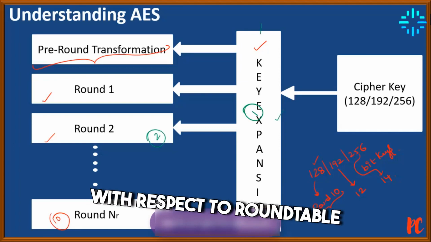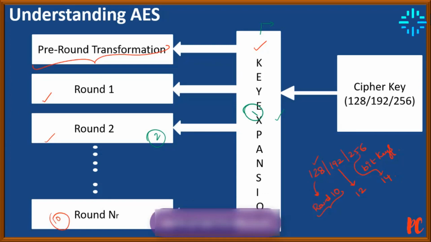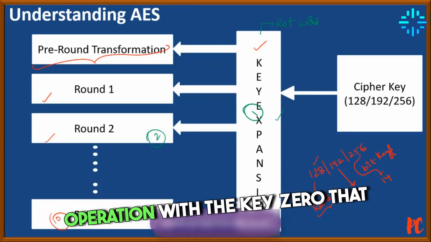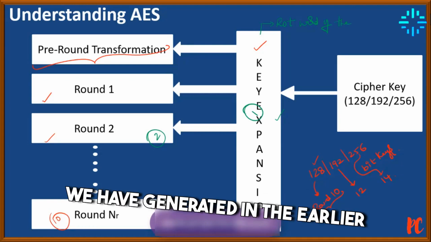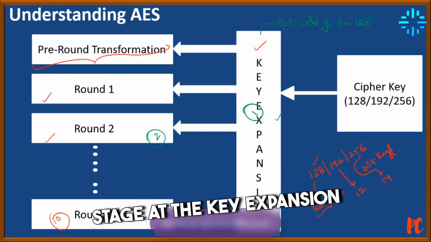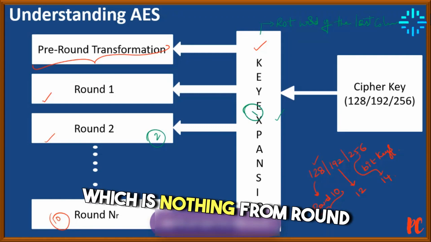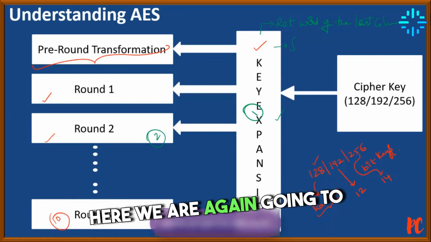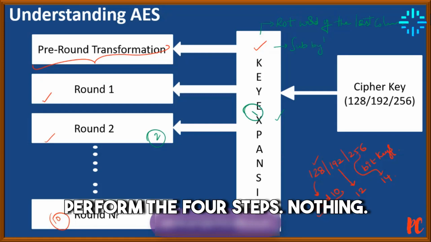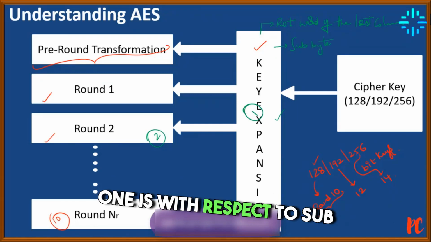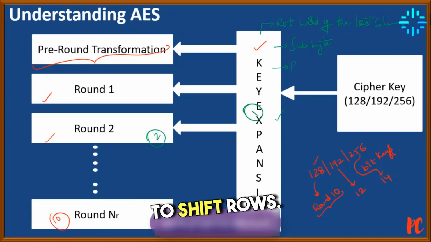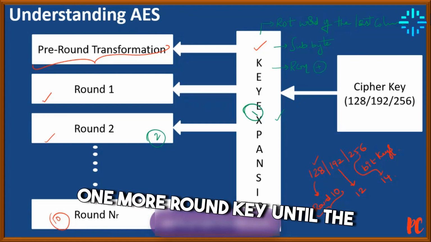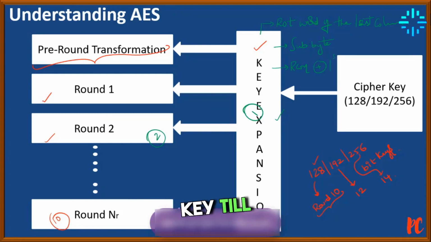With respect to the rounds, initially, for the first time, the pre-round transformation, we are going to perform the XOR operation with the key 0 that we generated in the earlier stage, at the key expansion stage. For the main rounds, which are round 1 to round 9, we are again going to perform four steps: first SubBytes, second ShiftRows, third MixColumns, and the last AddRoundKey, up to the round key for round 9.